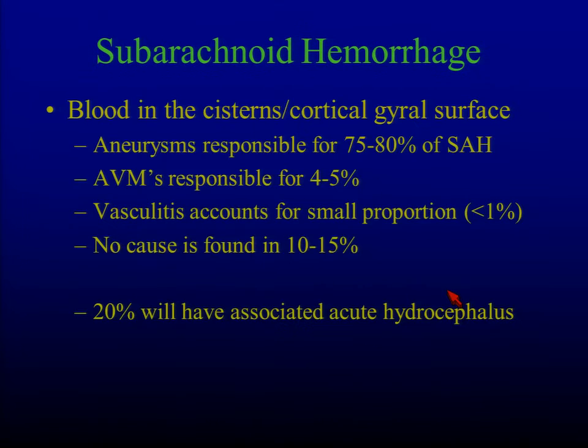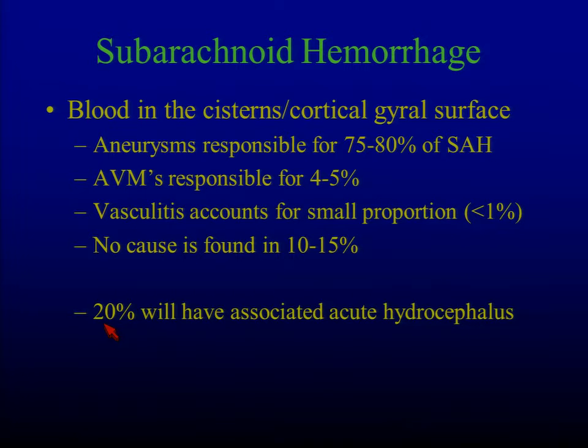So subarachnoid hemorrhage, we know we need to look for blood in the cisterns. Aneurysms get about 80% of them, AVMs maybe 4 or 5%, vasculitis a few, and then maybe 10% is around the range where there's never a cause found, and those are usually thought to be, like I said, those venous subarachnoids. And remember, 1 in 5 people with an acute subarachnoid who hit your door are going to develop hydrocephalus very shortly after their subarachnoid hemorrhage.